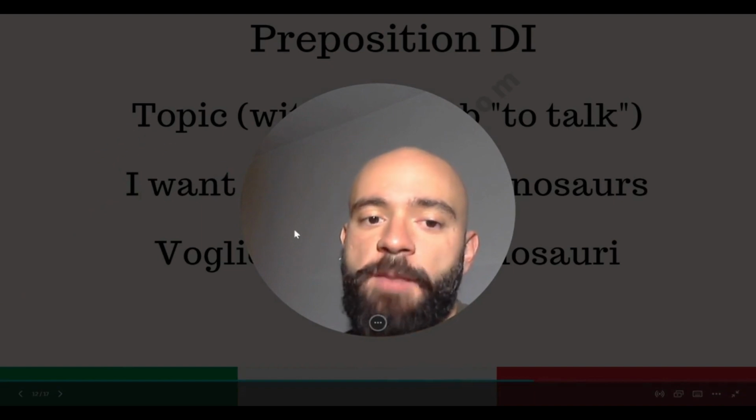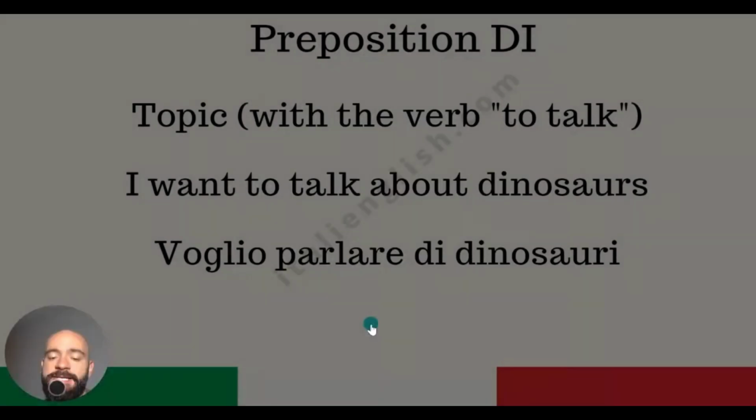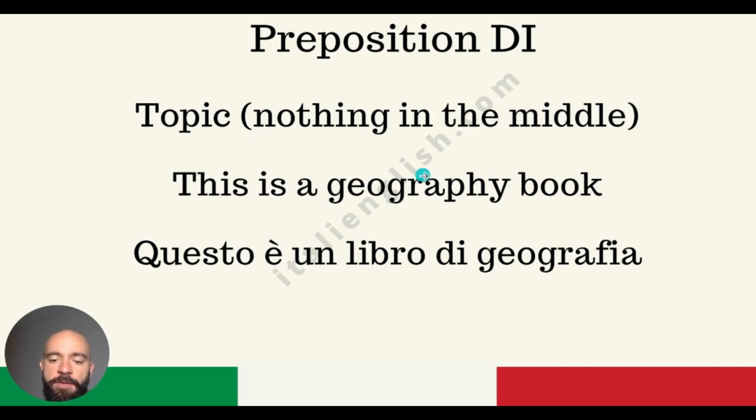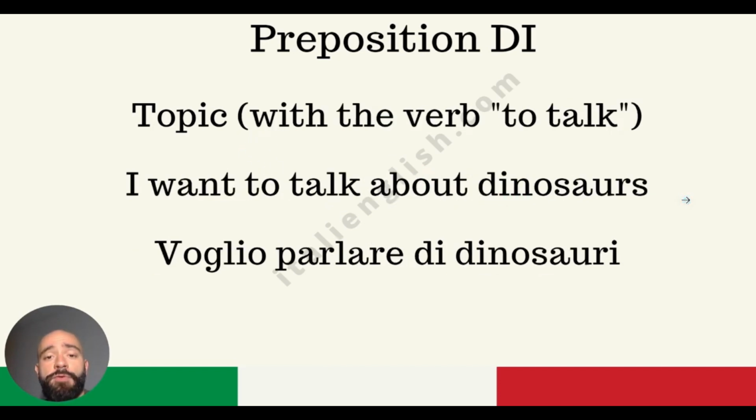Here, we are dealing with a topic scenario, and the sentence is introduced with the verb to talk. So, I want to talk about dinosaurs. Voglio parlare di dinosauri. Okay, so when it comes to topic, we have two scenarios, two contexts, two possibilities. Number one, nothing in the middle, geography book. Number two, the verb to talk is involved. I want to talk about dinosaurs. To talk is parlare, I want is voglio. You should know at least how to build verbs with volere, so voglio parlare di dinosauri.